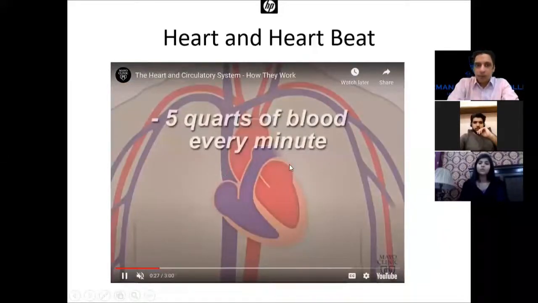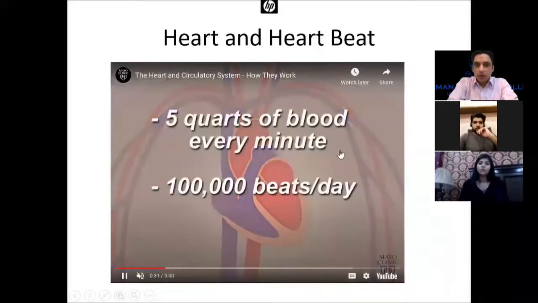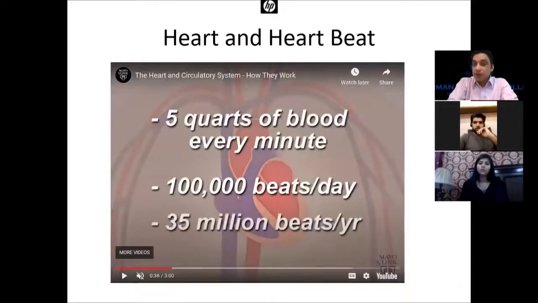Almost 100,000 beats per day and 35 million beats per year. And this is the only unfortunate organ. There are others as well, but this one you can sense very easily.